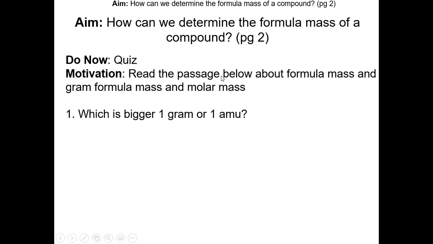This is the first video lesson for Unit 6B, Stoichiometry. In this lesson, we'll be determining the formula mass of a compound. So take a moment to download the class packet from our website and go to page 2.